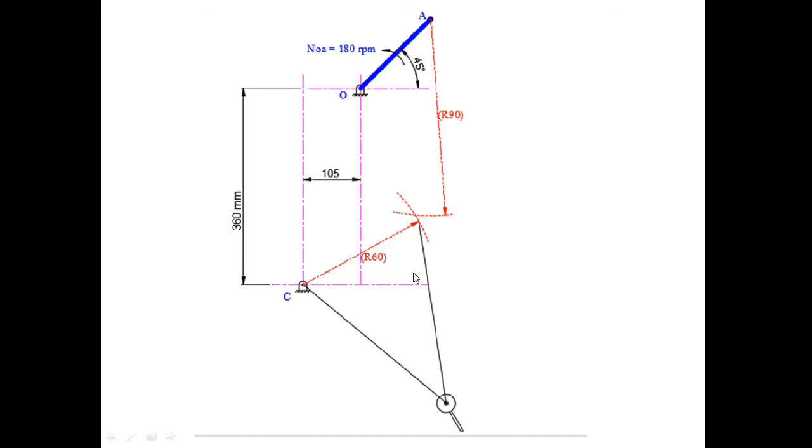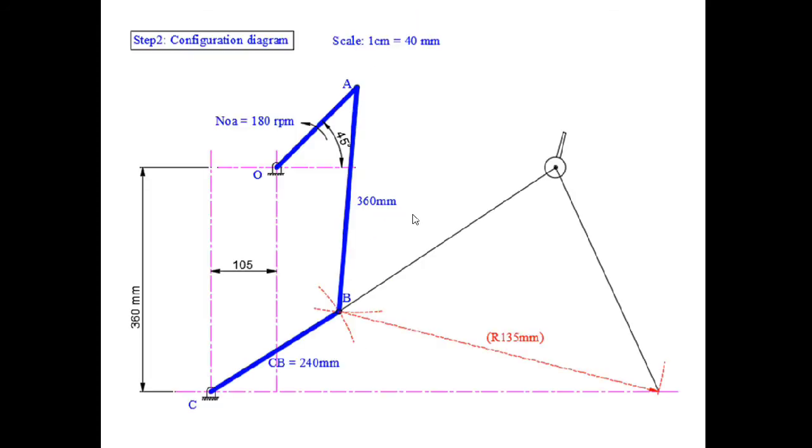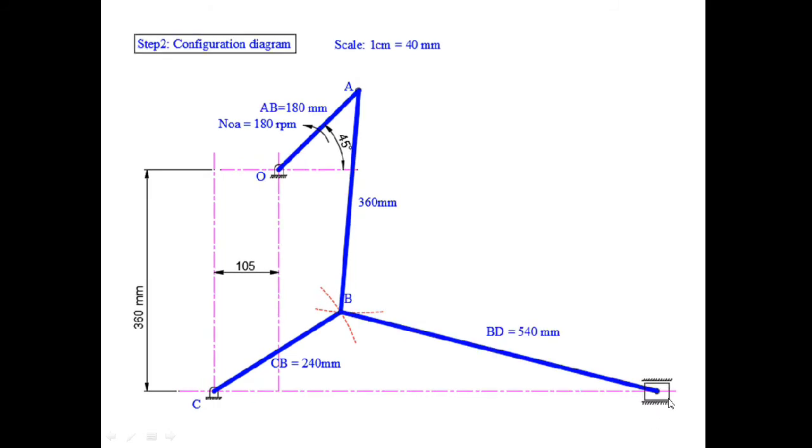keep the radius of 60 on the compass, and cut the arc of radius 90 already drawn. So we got the point, this point is the B point. Now you draw the line from A to B and C to B. Now from the center of B, set 135 mm in the compass and make an arc on the horizontal line. We got the slider point D. Now you got the slider D. So now you have completed your configuration diagram.